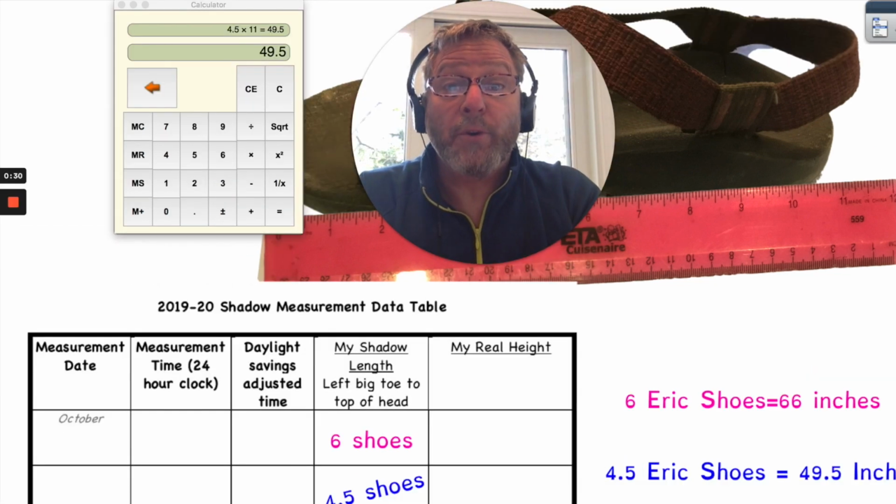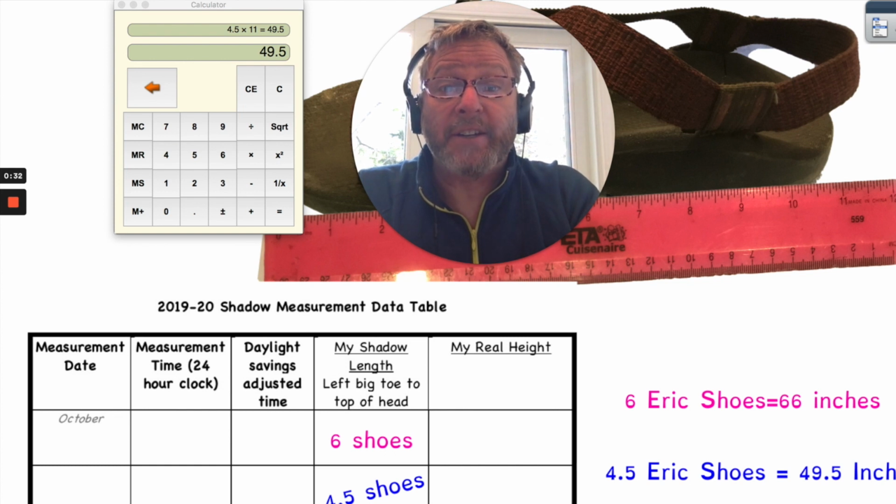You know how to do the work. You're ready to enter your data in the whole grade shadow data table. Then we can look at all the information together and we can see what's going on with our shadows throughout the day and throughout the year.